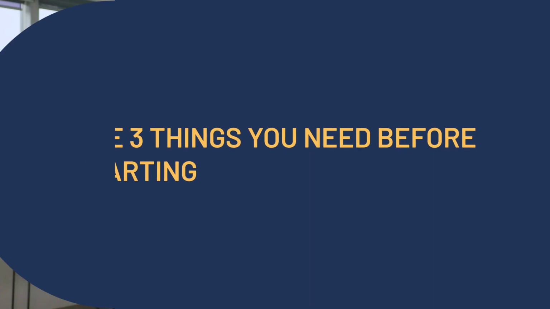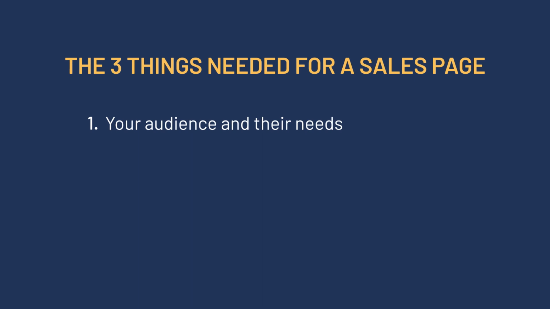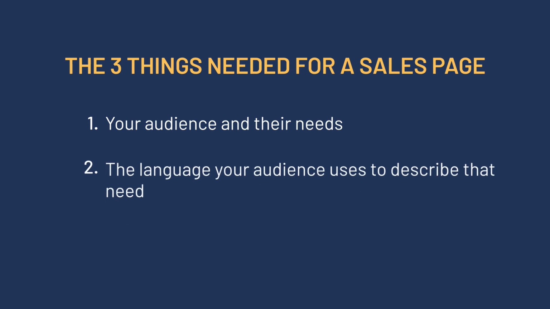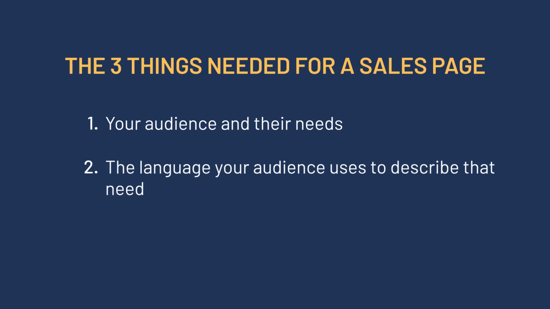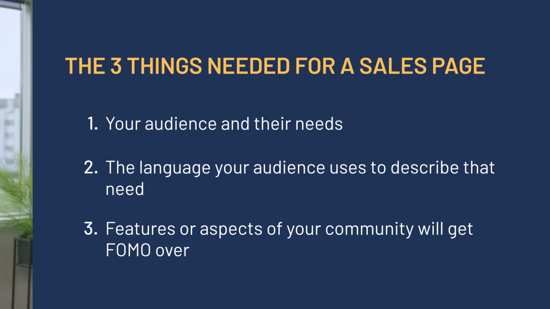Before writing sales page content, you'll need to know three key things. One, your audience and what needs they have that your community will help meet. Two, the language that your audience uses to describe that need and how their life would improve if that need was met. And three, the features or aspects of your community that this audience will get FOMO over if they don't have. There are a few ways that you can gather this information.